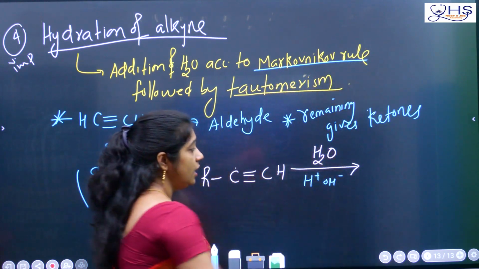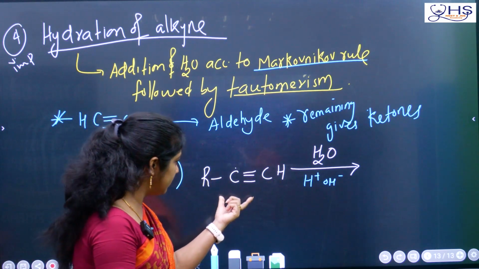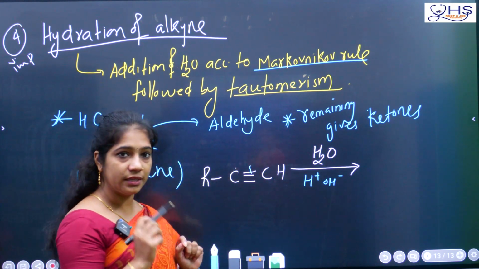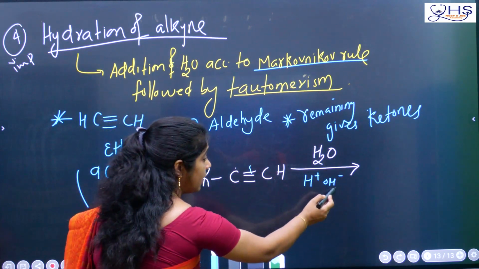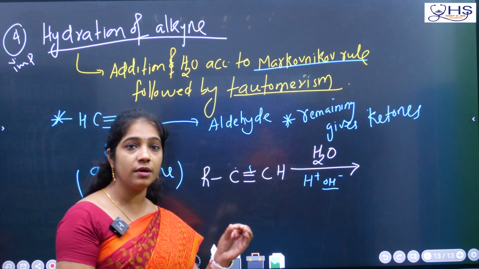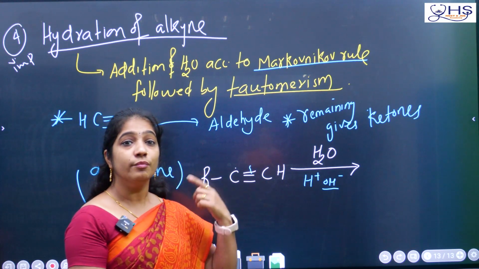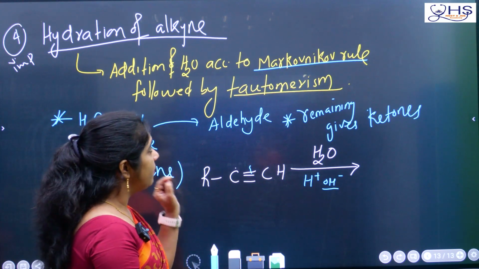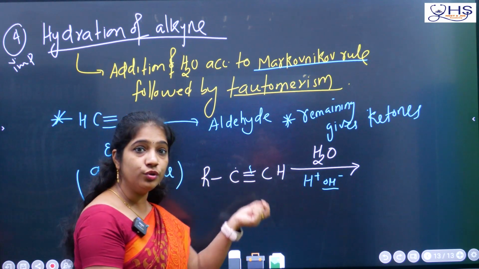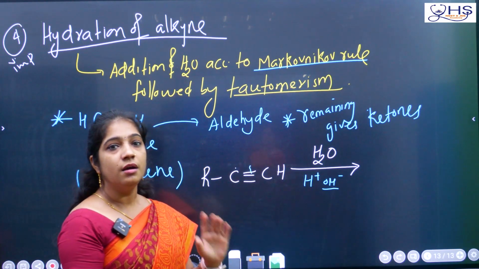What is Markovnikov rule? You focus on the multiple bonded carbon. Break the one pi bond. Now the negative part goes to that carbon which contains less number of hydrogen, and the positive part goes to that carbon which contains more number of hydrogen. So this is the Markovnikov rule. Again repeating, the negative part goes to that carbon which contains less number of hydrogen, and the positive part to that carbon which contains more number of hydrogen.